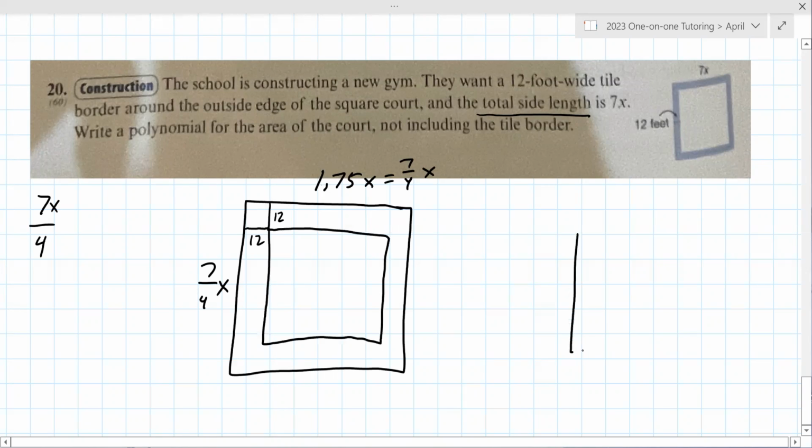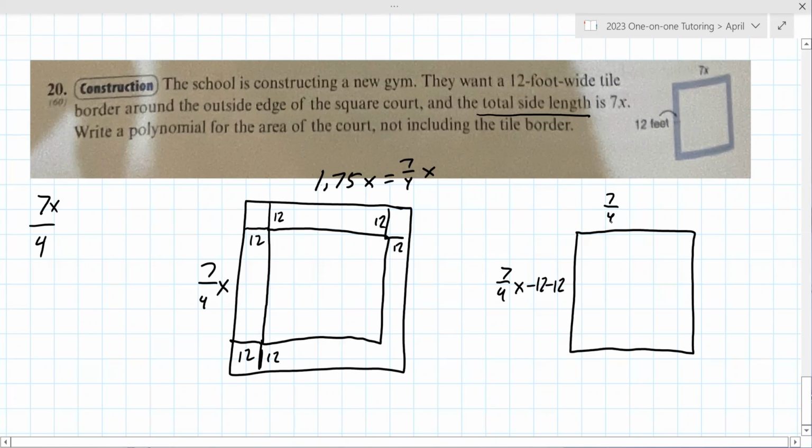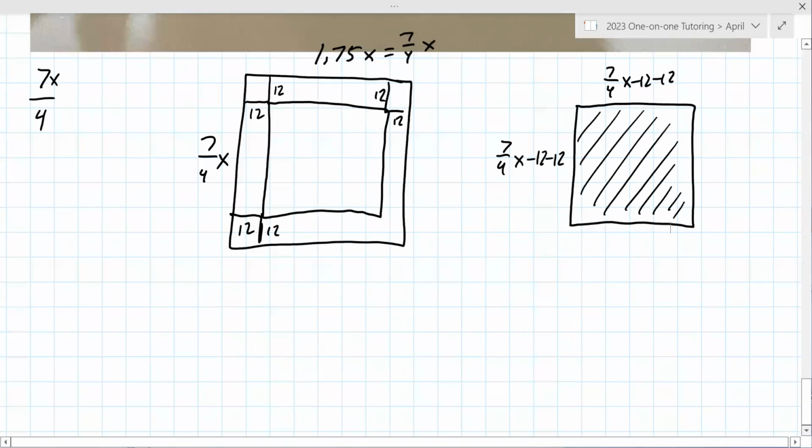The inside one here, I'm going to draw this off to the side because it's a little bit unclear. Let's take the vertical one. The inside edge is the outside edge minus 12 minus 12. So this one is 7/4x minus 12 minus 12. The one above is the same thing, because going horizontally you're subtracting 12 twice. That's the one we're trying to find the area of. So simplified, it's 7/4x minus 24.